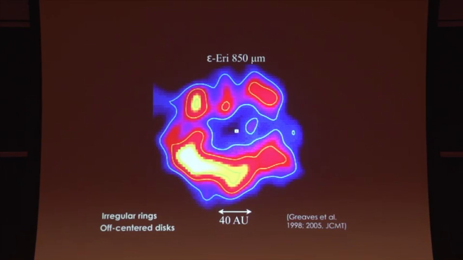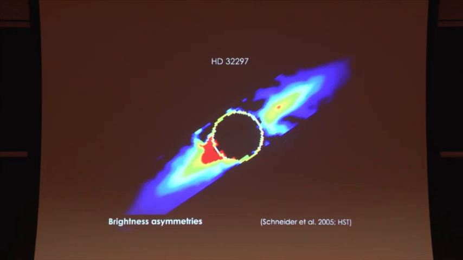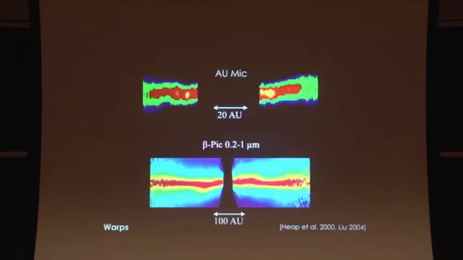So this is an observation of Epsilon Eridani, which shows, again, some ring-like structure, some asymmetries. This is another debris disk, with brightness asymmetries that may be produced by secular perturbations. These are two edge-on disks, AU Mic and Beta Pic, showing these warps that may also be due to secular perturbations produced by a planet that is at a different angle than the disk.